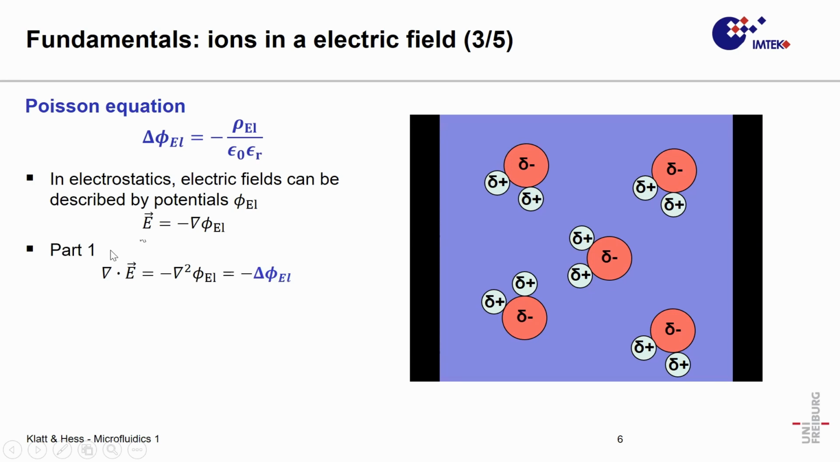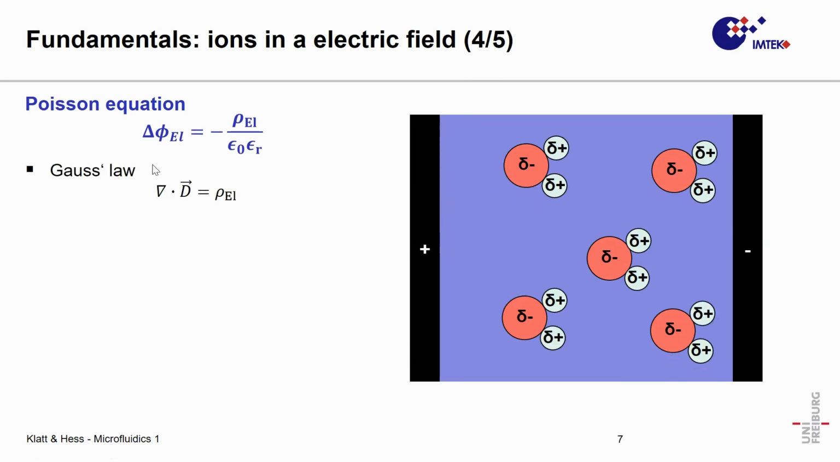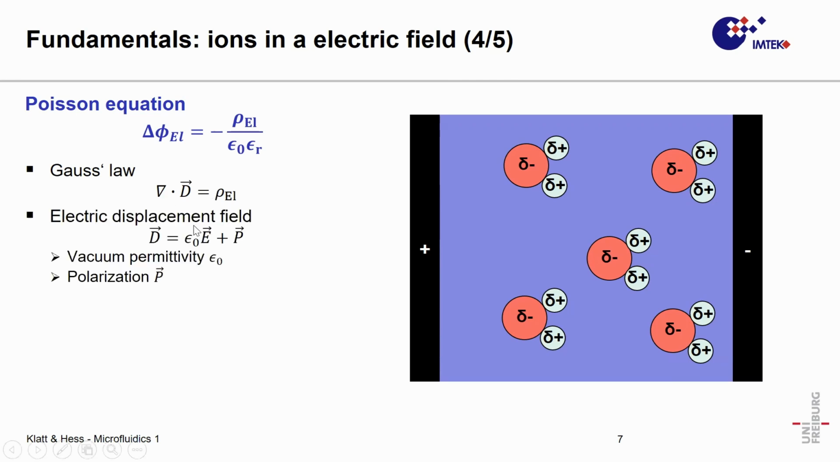And if we now build the gradient of this electric field, we get the gradient of the square of the electric potential, and this results in the left-hand side of the Poisson equation. For the right-hand side, we need to know Gauss's law, which is depicted in this equation. So you have the gradient of a displacement field, the electric displacement field, which equals the charge density.